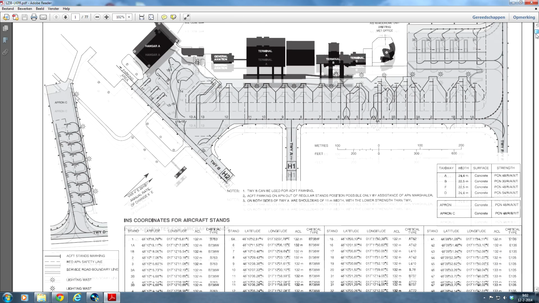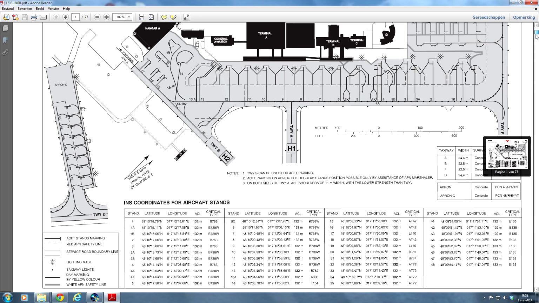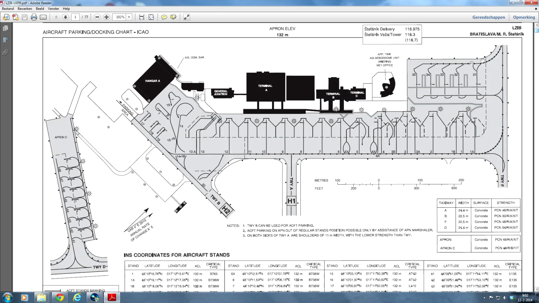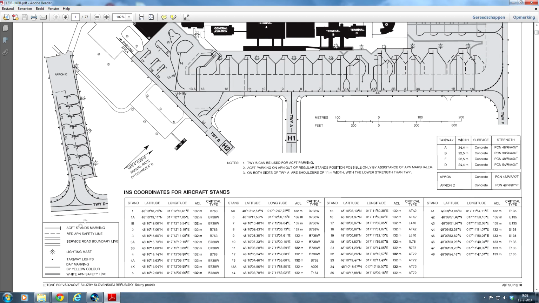So the parking docking chart is just a very nice and simple representation of the apron with all its stands. As you can see right here, per stand there's given what the critical type is. So if you're flying a 767, it's wise to go to stand 1 or to stand 2 and 3. If you're flying a smaller aircraft like the ATR 72, it's wise to go to stand 32, 33, etc. So based on this information you can select the gates when you're going to depart and begin your flight.